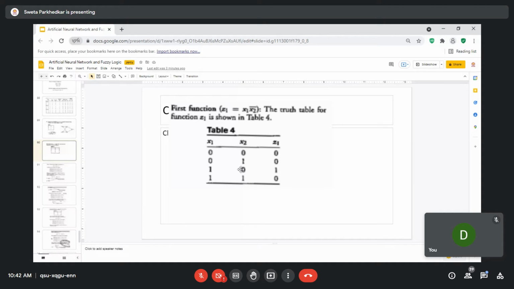तो 1 into 1 it will be, output will be 1. So z1 will be 1. Then यहाँ पे भी x2 बार है तो ये 0 आ जाएगा and the output is 0. Now after this you need to calculate the net input.